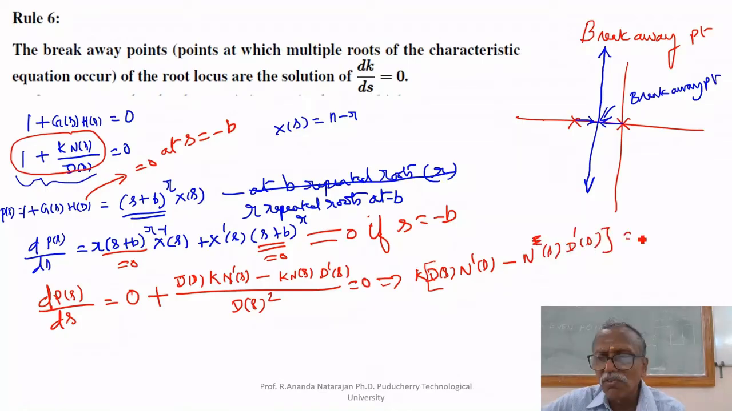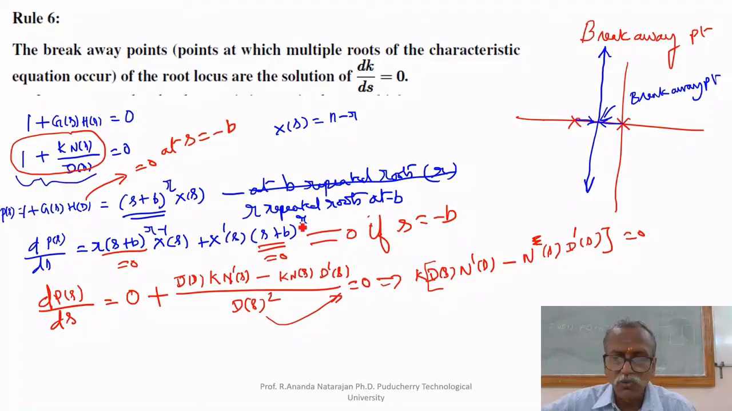Because the denominator can become 0. If you bring this to the right hand side, it becomes 0. Therefore, numerator equal to 0. So, to find repeated roots, we have to find d of s multiplied by n dash of s minus n of s multiplied by d dash of s equal to 0. If you equate that, you will get repeated roots.